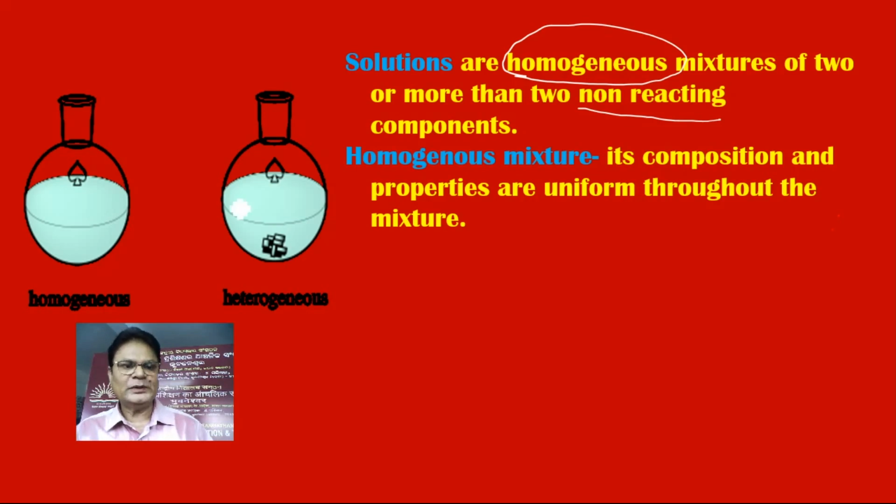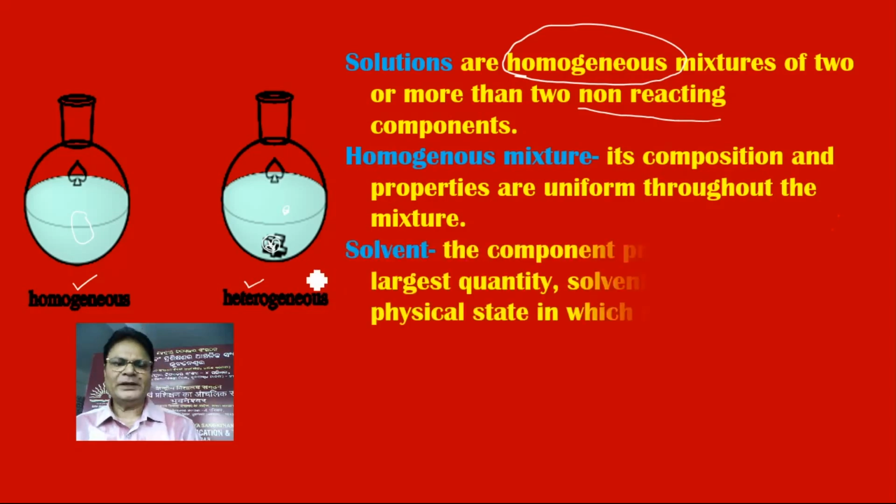Look here, we cannot find different substances in this solution, but here in this case, this is one component and this is the other component. So we can say that this is heterogeneous. Why? Because there are two different phases present in this mixture, but this is homogeneous. Why? Because there is only one phase. The property of this mixture is uniform throughout. So this is homogeneous and this is heterogeneous.